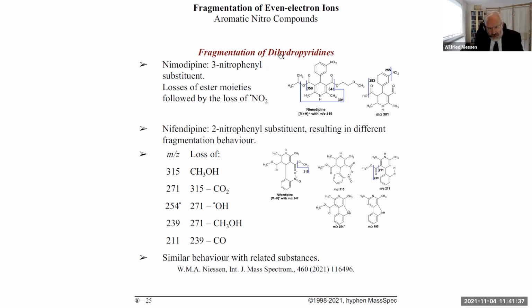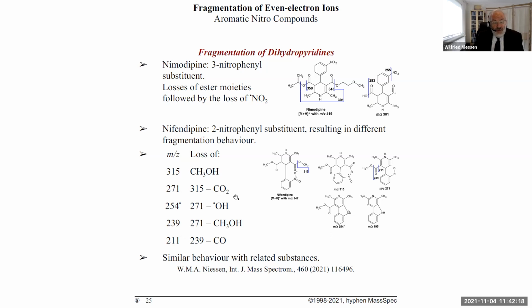In the same class of dihydropyridines, or dipines, as they are sometimes called, which are medication for the heart, we also have a number of compounds, among which is nifedipine, which do not have a 3-nitro substituent, but a 2-nitro substituent. And in the spectra of the 2-nitro substituent compounds, you actually see loss of the ester side chain, and then that is followed by the loss of CO2.